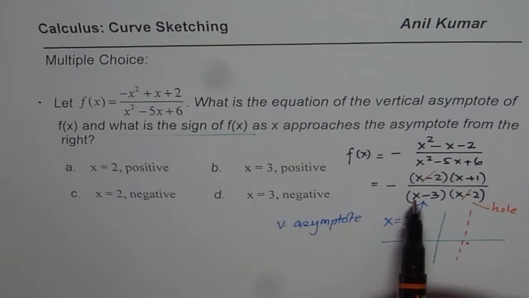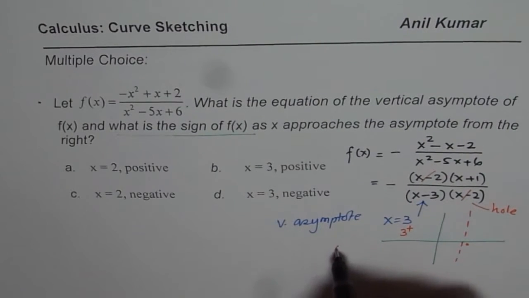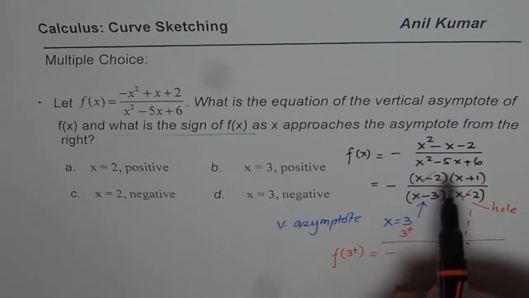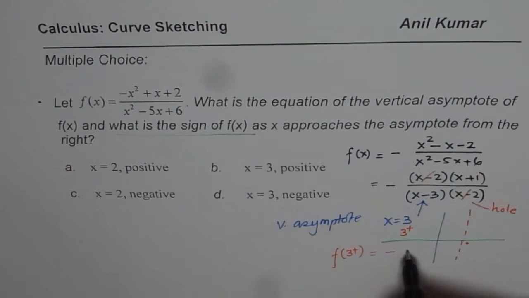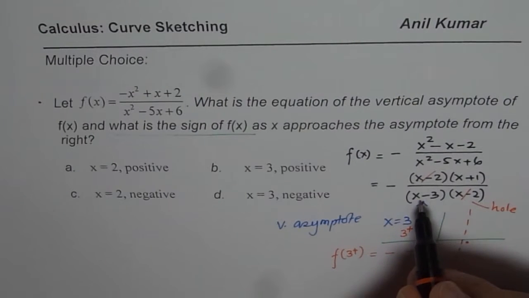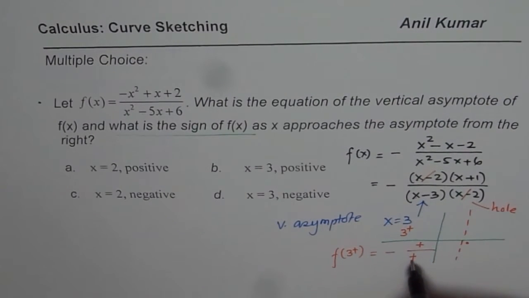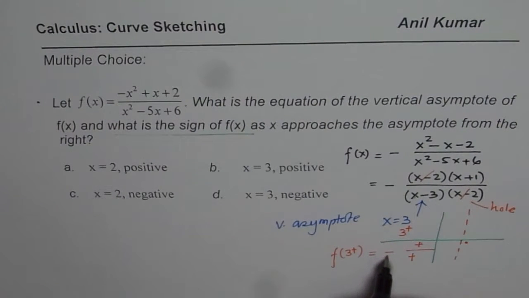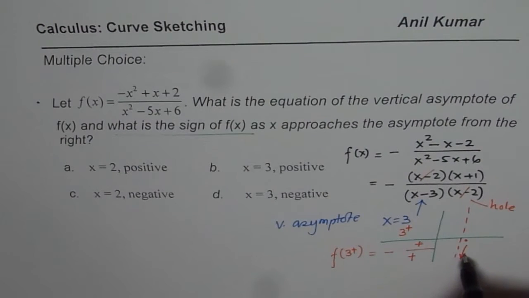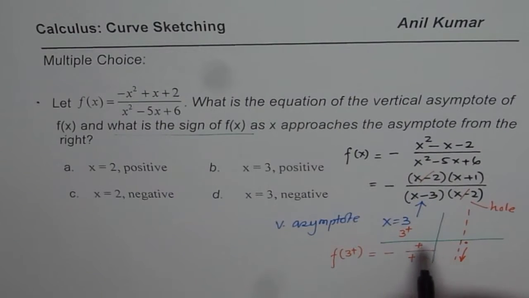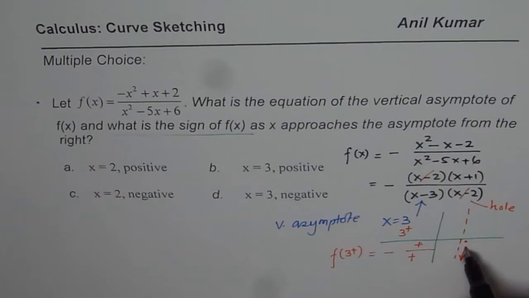So if you take a value more than 3, that is to say for f of, let's say, 3 plus, in that case, how will the sign be? x plus 1 is always positive for a positive value. This will be positive. Here, since it is more than 3, this value will be positive, and this we already cancelled out. So positive divided by positive is positive, but we have a negative here. That means the function is approaching downwards, right? So if you have a value which is slightly more than 3, when you are approaching from the right side, then you are going downwards.